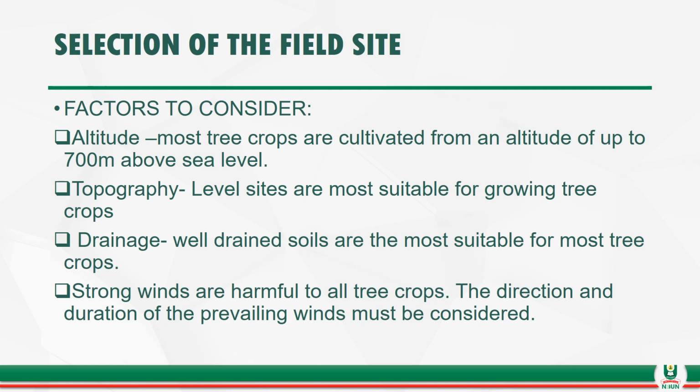We have to look at drainage. We select well-drained soils as they are the most suitable for our tree crops. Then we also have to look at the strong winds that are harmful to our tree crops. The direction and duration of the prevailing winds must be considered in the selection of our permanent field.